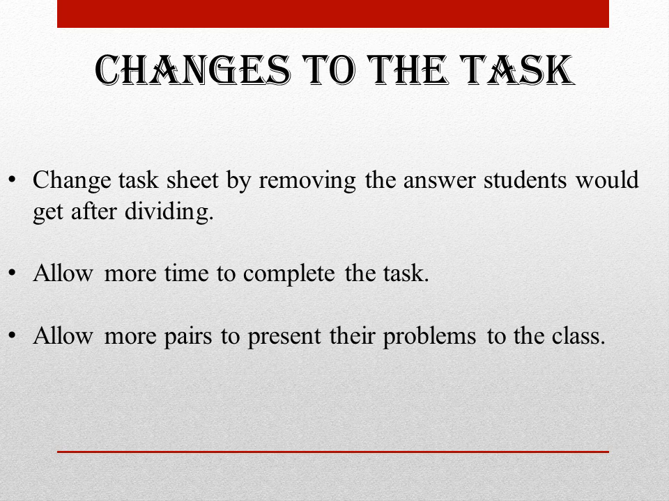One thing I figured out, a change to the task that I would make: I would change the task sheet by removing the answers the students would get after dividing. The answer was actually written in correct scientific notation, and they had to multiply or divide the numbers in standard form first. A lot of them used that answer as a guide, more than I wanted them to.